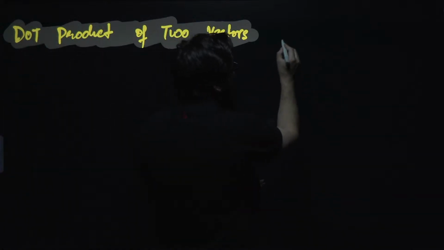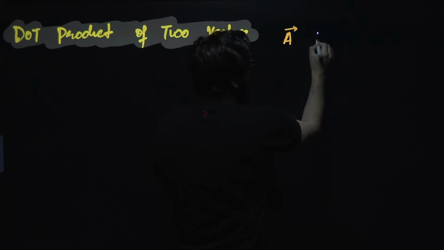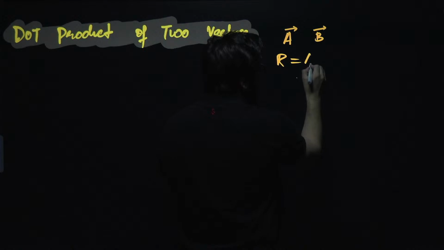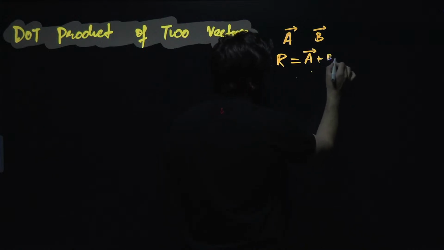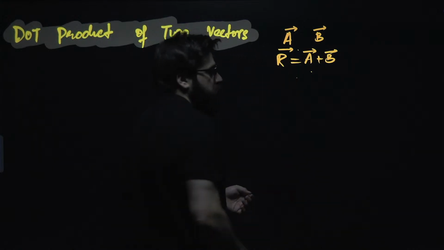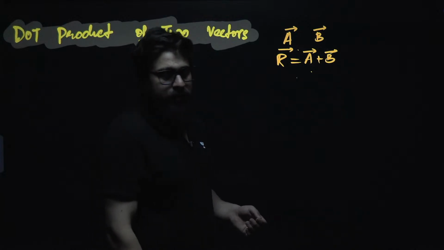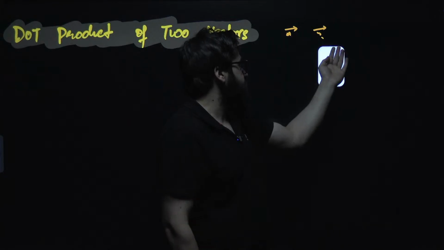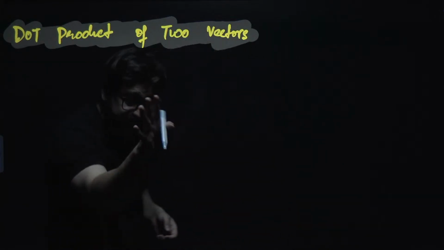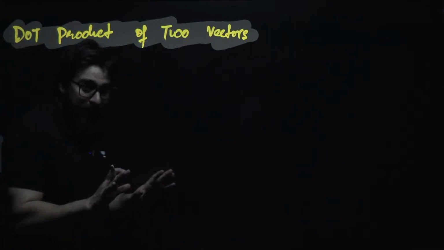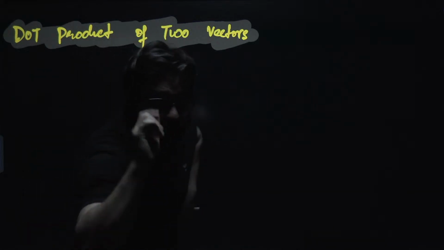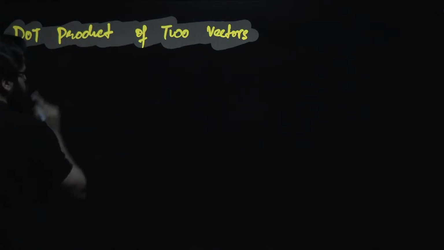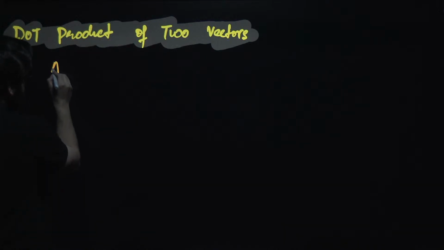Like if we talk about addition, you have vector A, you have vector B. Addition will be simply R vector is equal to A vector plus B vector. This is what we call the addition of two vectors. And if you find the magnitude, it is under root of A square plus B square plus 2AB cos theta. But when it comes to the dot product, in multiplication you have two products, dot and cross.